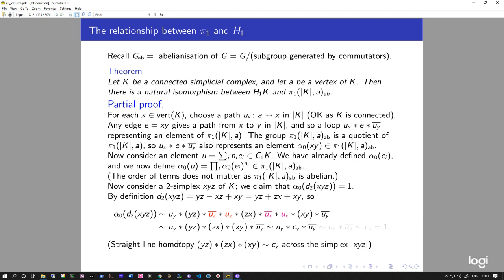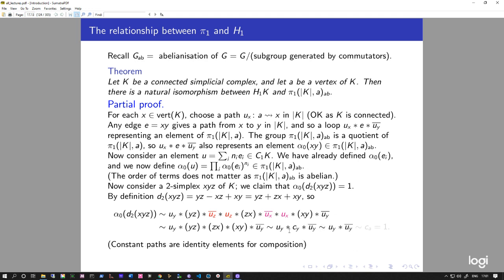Now notice that this middle section, yz star zx star xy, is all happening inside the simplex xyz. We're just going around the three edges of this triangle. And xyz is a simplex in K by assumption, so it's a filled-in triangle, and so it's convex. This path goes from y to z, then to x, then back to y again. So it's just a loop at y, and we can contract it by a straight line homotopy to the constant path at y, just moving everything across this simplex xyz. So this middle term, yz star zx star xy, has a pinned homotopy to the constant path cy.